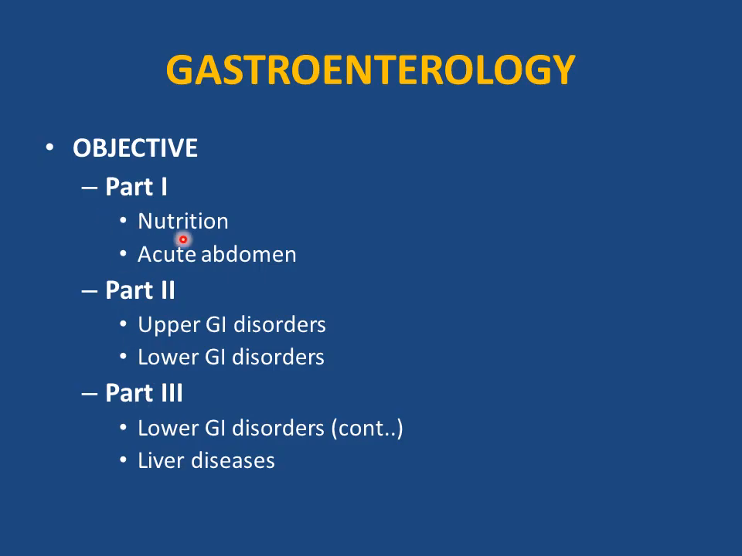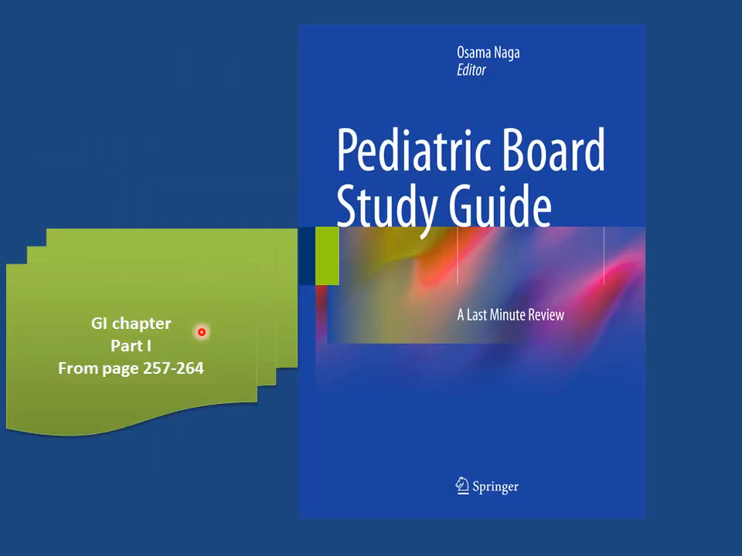Part 1, nutrition and acute abdomen, and this is what we'll discuss in this video. Next will be part 2, upper GI disorder, lower GI disorder. Part 3, lower GI disorder will continue, and liver diseases. We'll start now the gastroenterology chapter part 1 from page 257 to page 264.